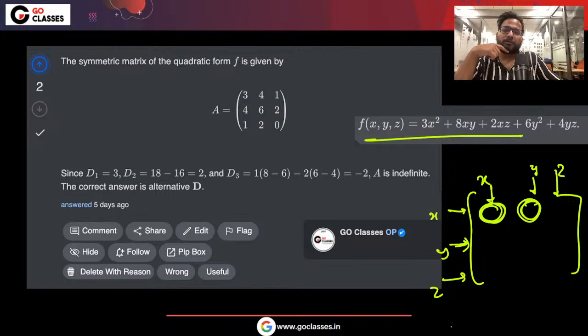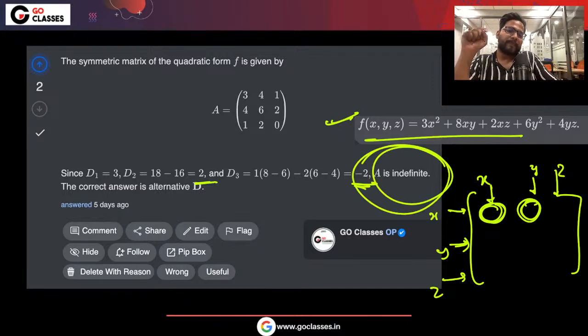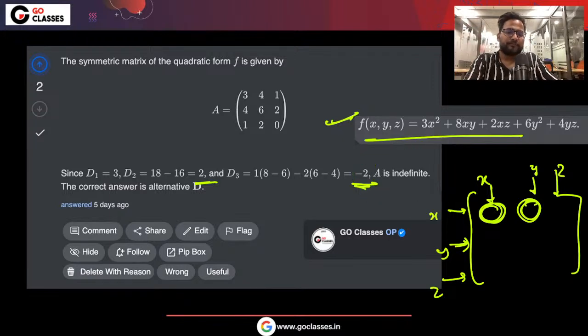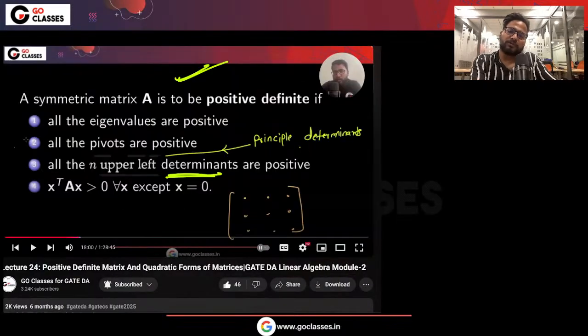So you can check that lecture, and then what you can do, you can find out the determinants. So the determinant of this is 3, the determinant of this is basically 2, and the determinant of this whole thing is basically minus 2. Since one of them is minus, one of them is plus, one of them is minus, that's why it is indefinite. Okay, neither PD nor PSD, then it is indefinite. Understood? And for this you can watch this lecture, right?